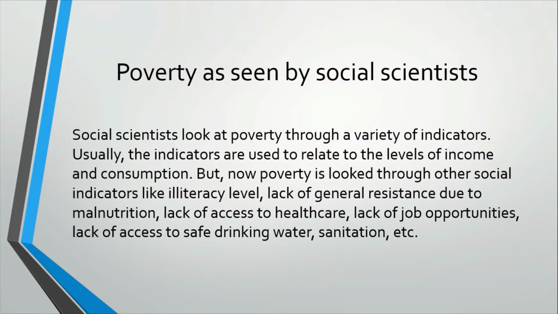Poverty as seen by social scientists. Social scientists look at poverty through a variety of indicators. Usually, the indicators are used to relate to the levels of income and consumption, but now poverty is looked at through other social indicators like illiteracy level, lack of general resistance due to malnutrition, lack of access to health care, lack of job opportunities, lack of access to safe drinking water, sanitation, etc.